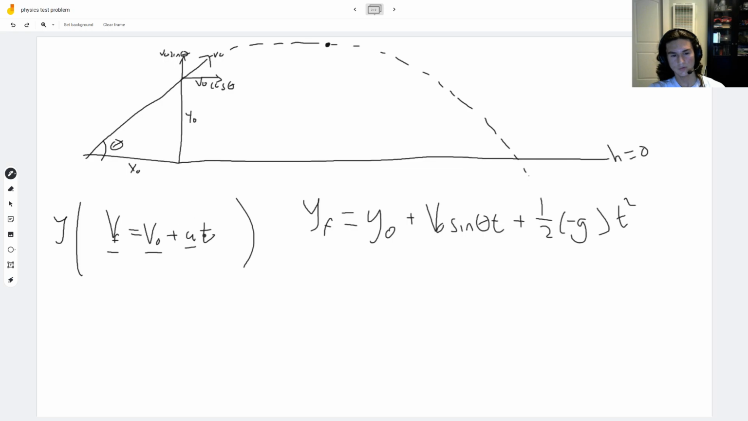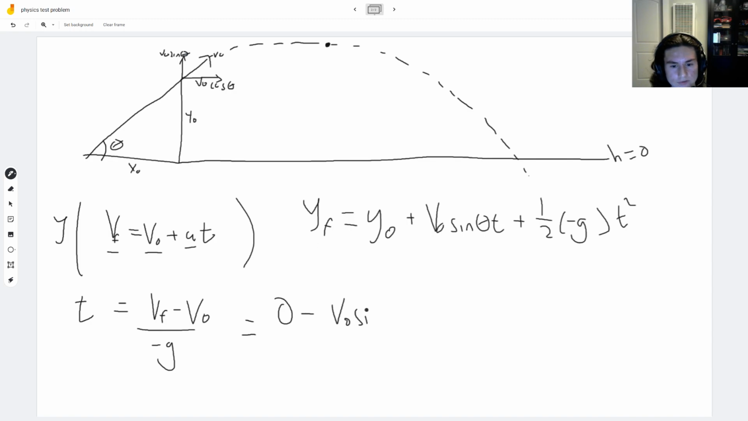So if we have two equations, what we can do is take the t from one equation and sub it into the other because they're representing the same point on the curve, basically. So what I'm going to do is algebra this around, and we have t equals v final minus v initial over negative g. We know v final is just going to be 0, v initial is our y velocity component, so that's v initial sine theta, and then negative g is just negative g.